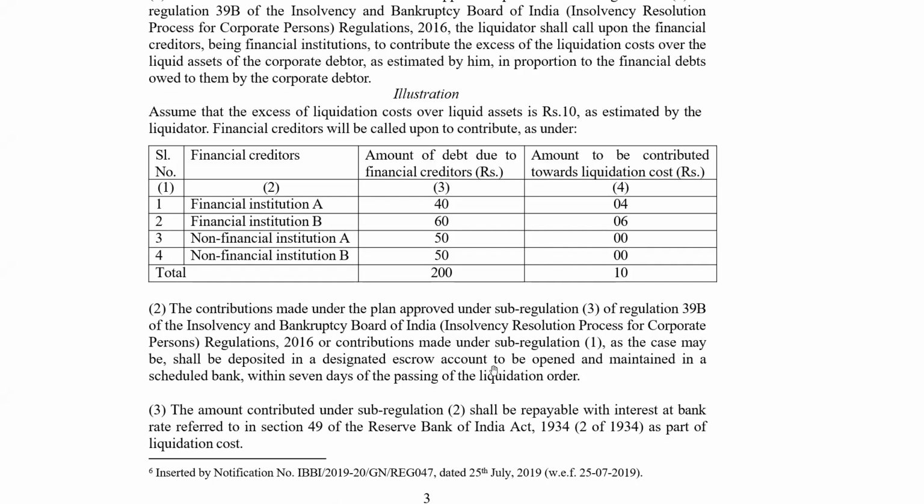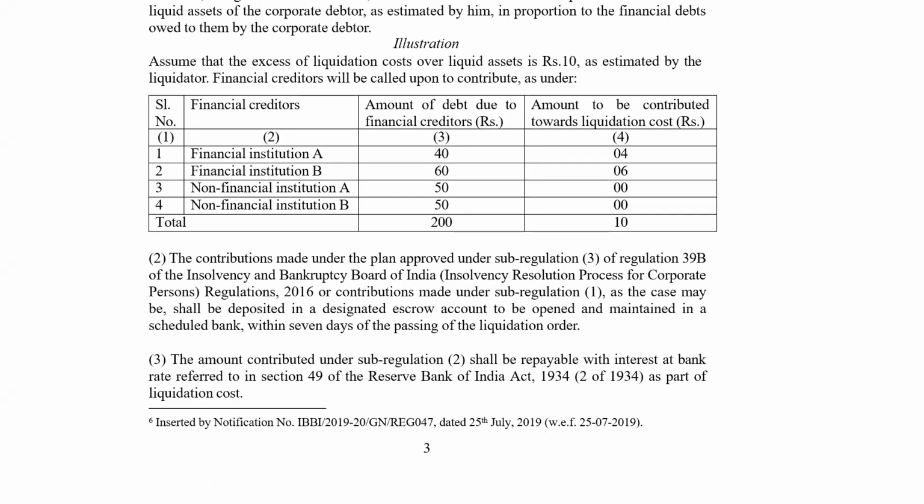Now what is the surety? That this amount will be returned. So it will be considered as part of the liquidation cost to be paid in priority. And this amount has to be deposited in a designated escrow account to be opened and maintained in a scheduled bank within 7 days of passing of the liquidation order. And the amount contributed shall be repayable with interest at bank rates as part of the liquidation cost.